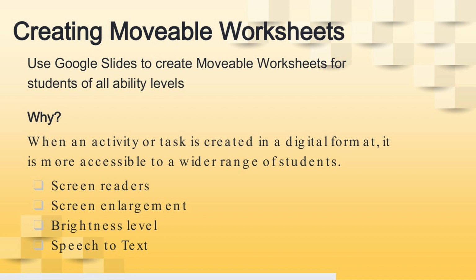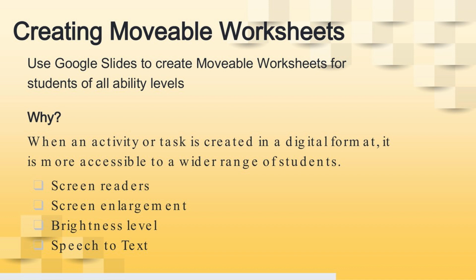We're going to do this a lot because if an activity or a task is created in digital form, it's more accessible. If you start off with a paper version of a worksheet, or you create it in Microsoft Word or Google Docs and print it off, now you have a paper version. You've got students that can't read it, or students who may struggle with the fine motor skills to write with a pencil or cut with scissors to move things out. It's very hard to enlarge a paper worksheet; you've got to go back to the copy machine. You can't change the brightness level, right? You can't use speech to text on a piece of paper.